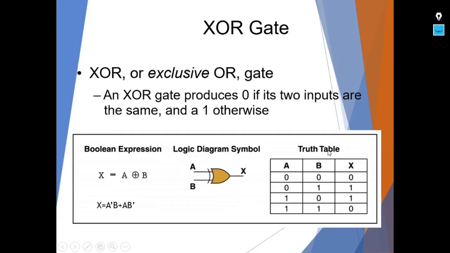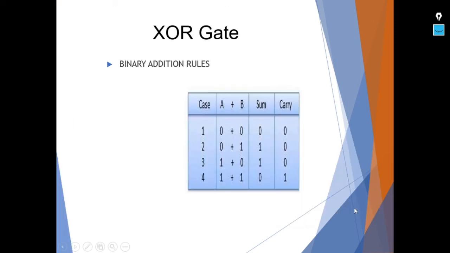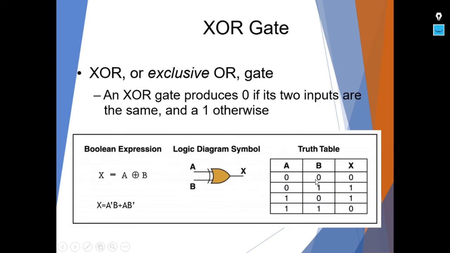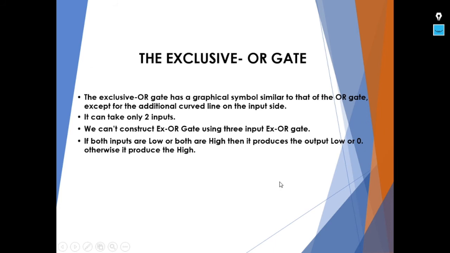That is, here we can see that the output of the XOR gate is the same as the sum output of the binary addition. So, when we are avoiding carry, this operation is similar to the addition operation. And one more point about the XOR gate is it can take only 2 inputs. We can't construct an XOR gate using 3 inputs.